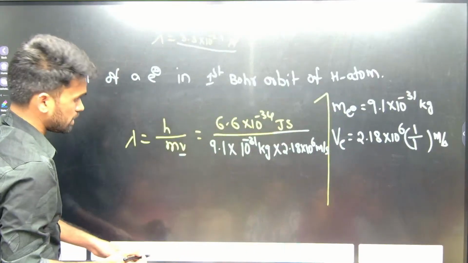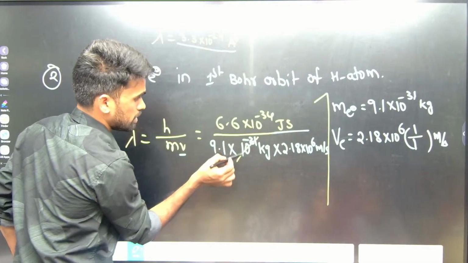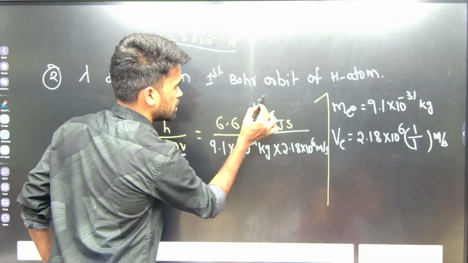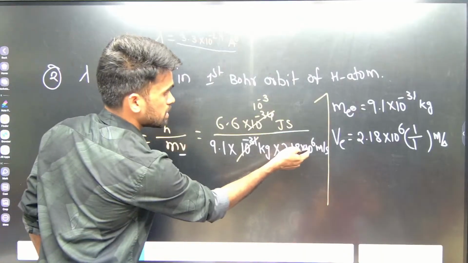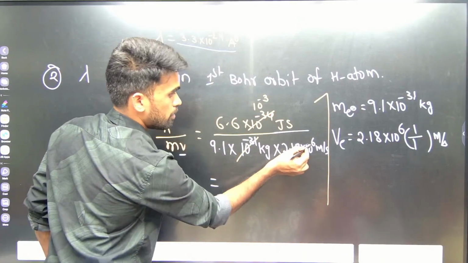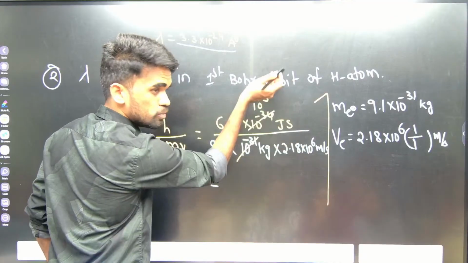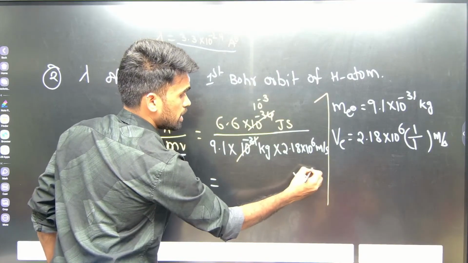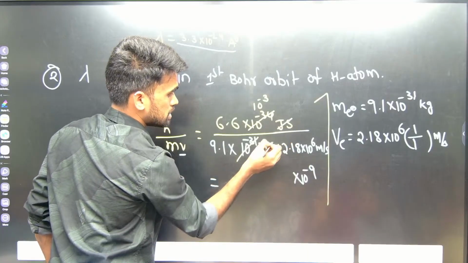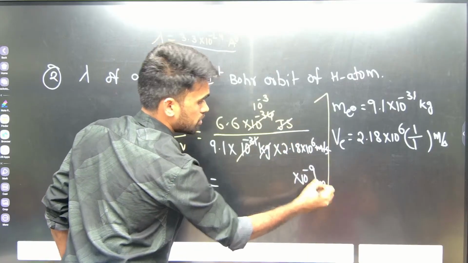See, if you simplify this, this is minus 31, this is 10 power 3. Then if you bring this to the upper side, the denominator plus 6 becomes numerator minus 6. Minus 6 minus 3 is minus 9. See, joules, all of this if you cancel, you are going to get meters.